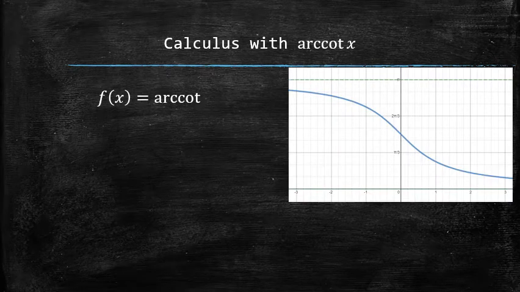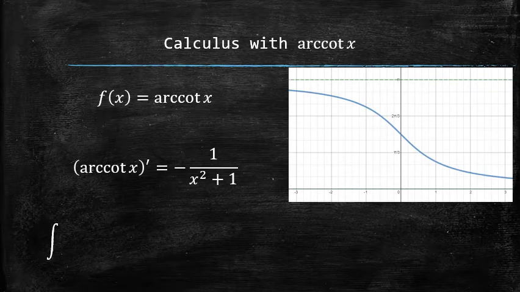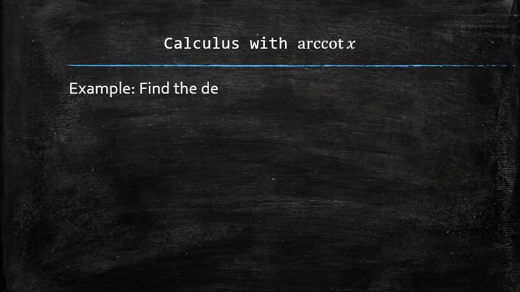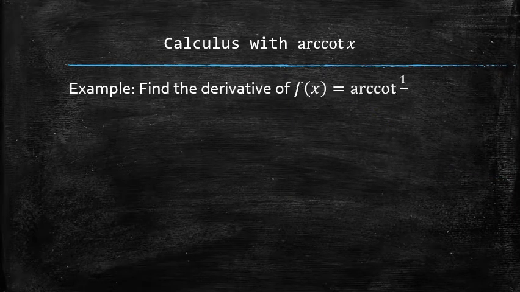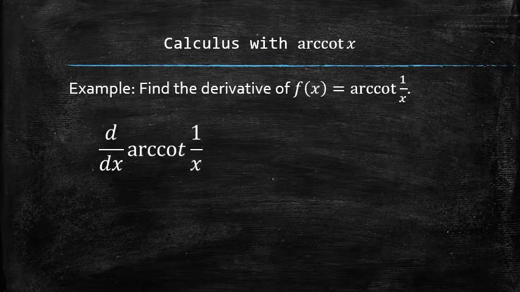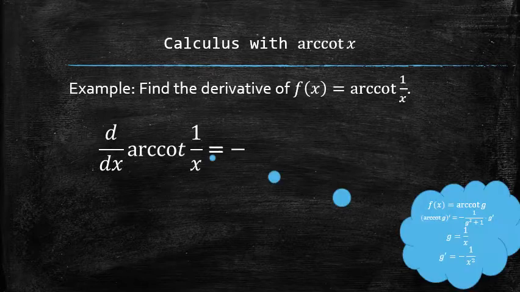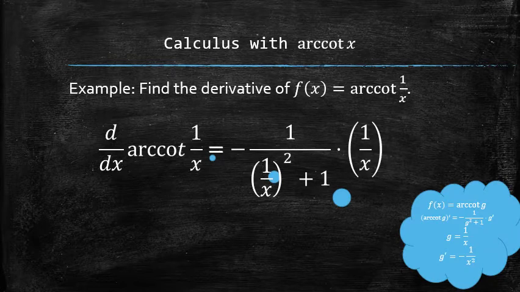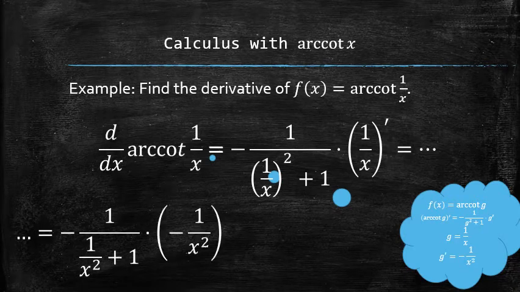In summary, we now have the formula for the derivative of the arc cotangent function, as well as the formula for the antiderivative of its derivative. Now we can find the derivative of the following function. We start the process by recognizing that we have to find the derivative of a composition of the arc cotangent function applied to the reciprocal function, which is equal to the following expression, in which we know how to find all the components. We get the final answer after simplifying.